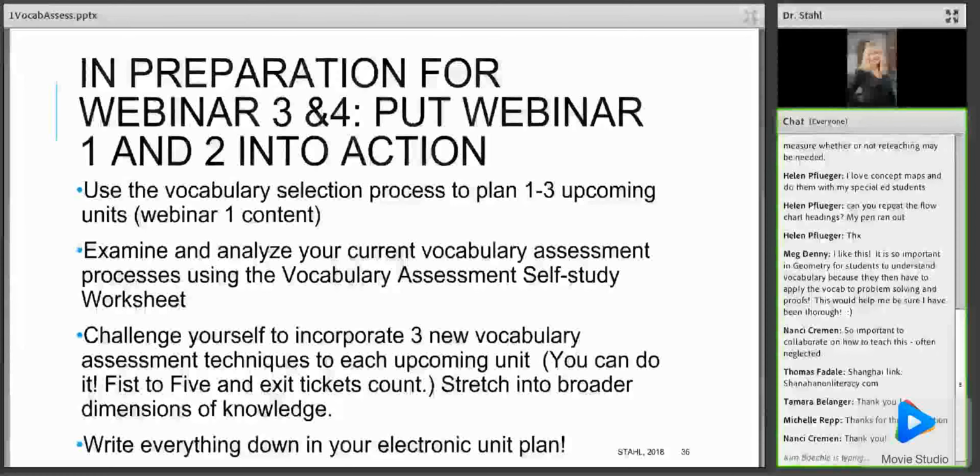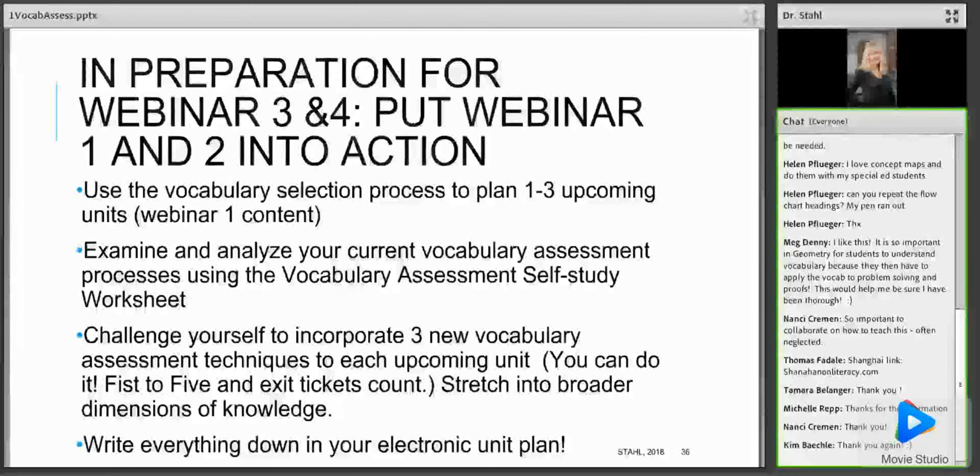Fist to 5 and exit tickets count. Maybe stretch how you're using fist to 5. Maybe focus some exit tickets purely on vocabulary. Stretch into some of those broader dimensions of knowledge. All right? And write down everything in your electronic unit plan so that you can continue building on that.